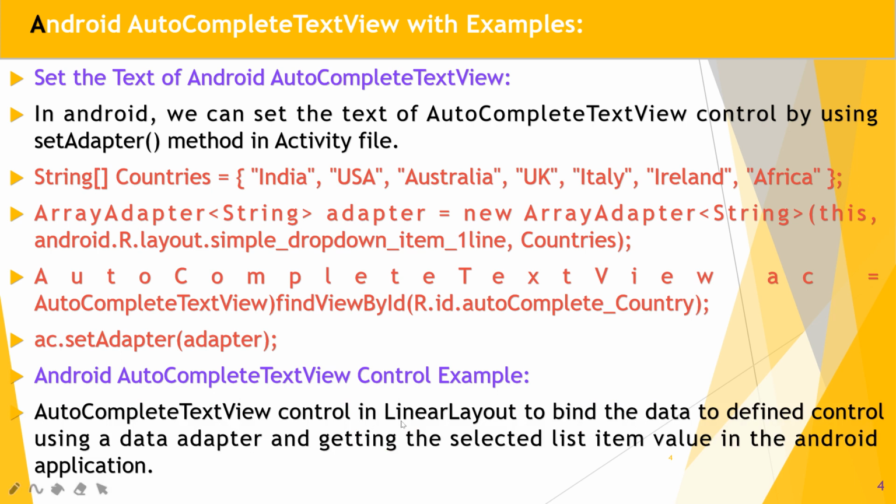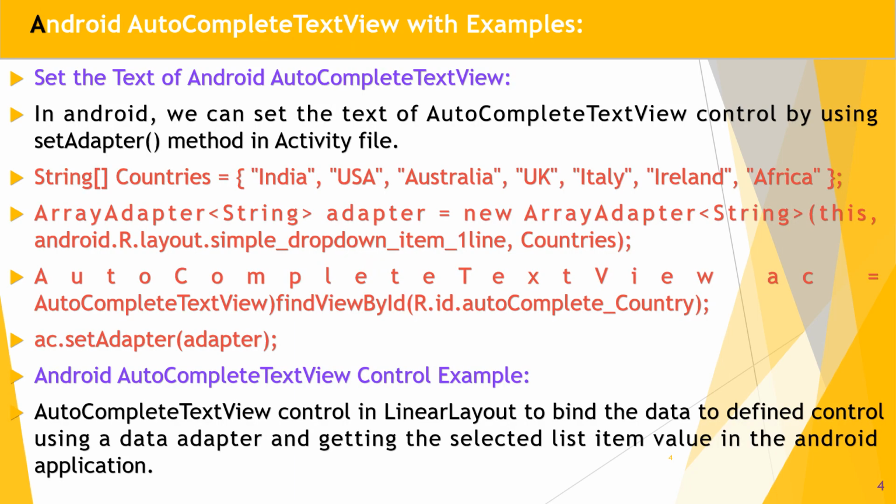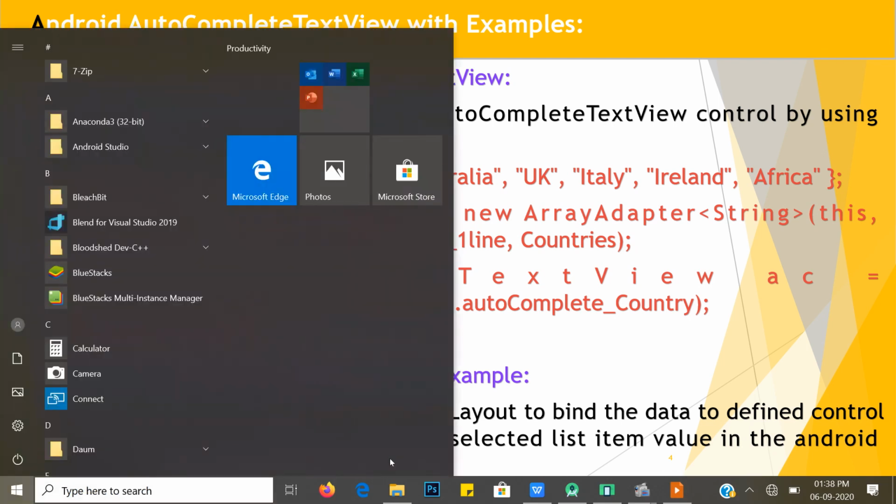Great. So one example we will demonstrate is AutoCompleteTextView control in the linear layout, to bind the data to the defined control using a data adapter and get the selected item from the list of item values in the Android application. So we will open our Android Studio, guys. Hope you understand. Great. So let's demonstrate it using Android Studio.